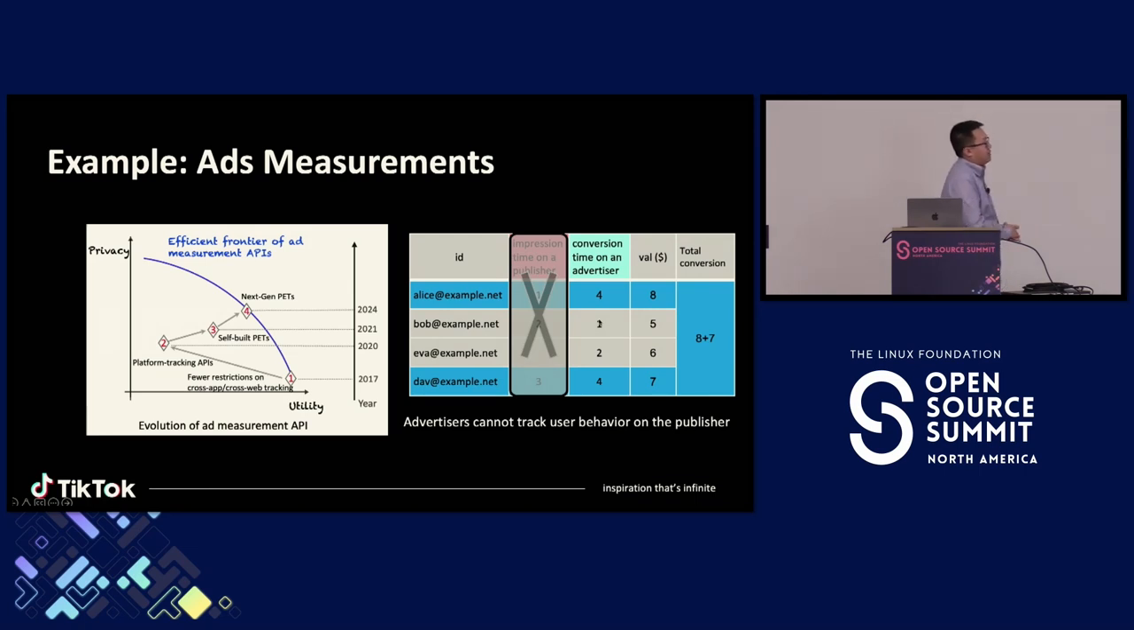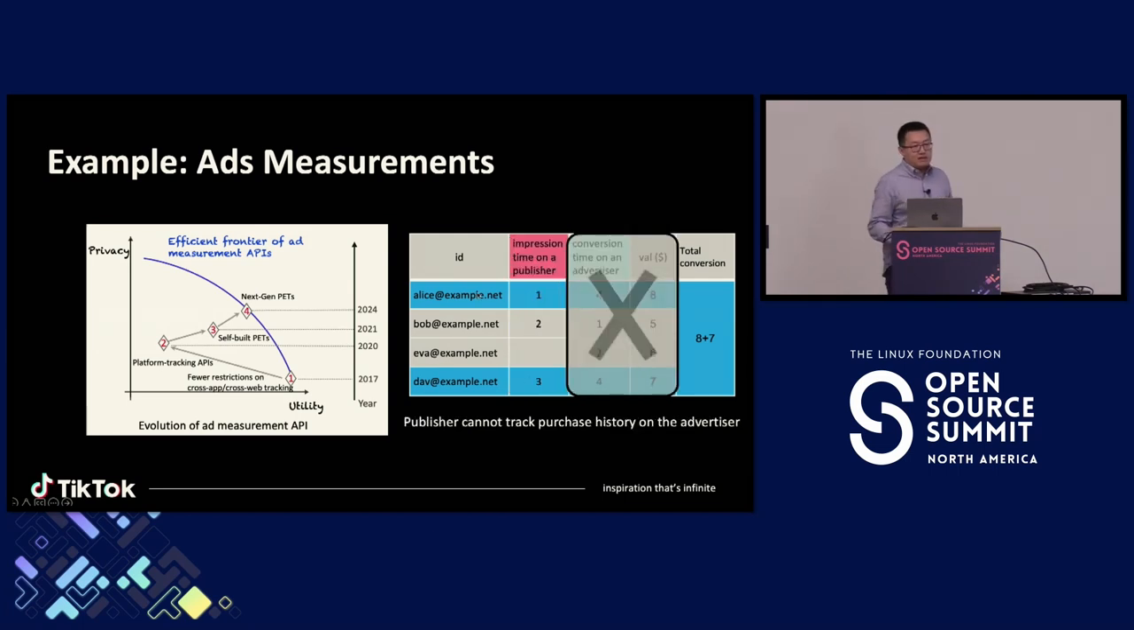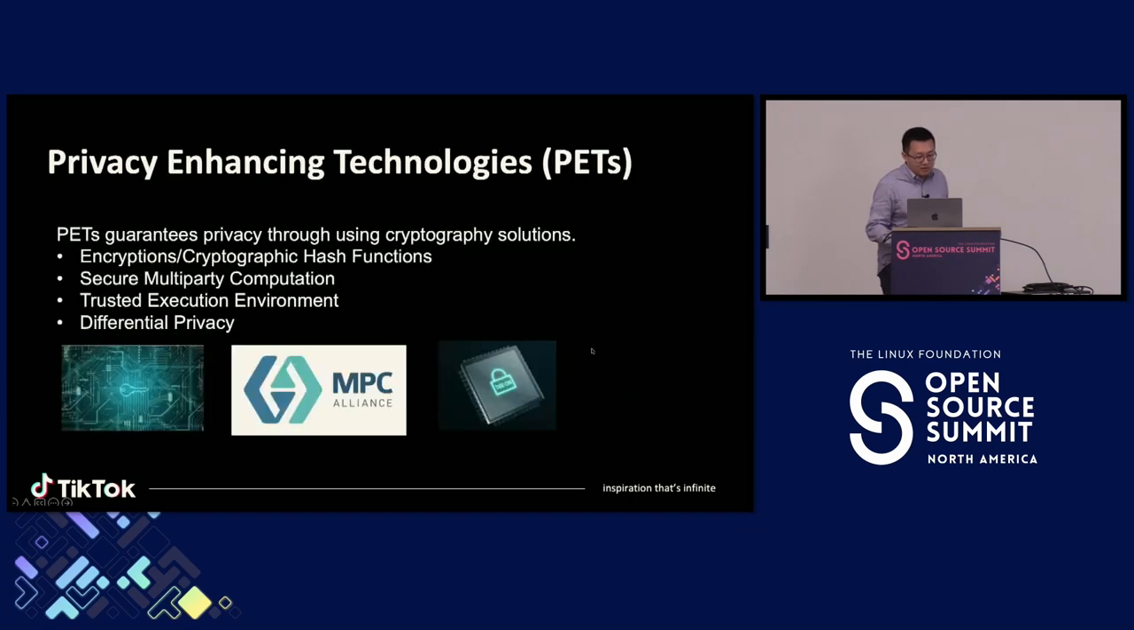Then what we want to do here is achieve the best of both worlds. We want to achieve the best utility and privacy. Basically, similar to the hospital example, we want to still evaluate this computation, but this time we want to make sure the privacy is also preserved. For example, the advertiser should have no information about the user behavior on the publisher. So if this is the view of the advertiser, it should have no information here. This information should only be available to the publisher. Similarly, the publisher side is symmetric. The publisher will only know its own data, but has no idea about the advertiser's data. And we still want to compute this final ads measurement outcome. This can be done using privacy enhancing technology. We will show you how to do that very soon.